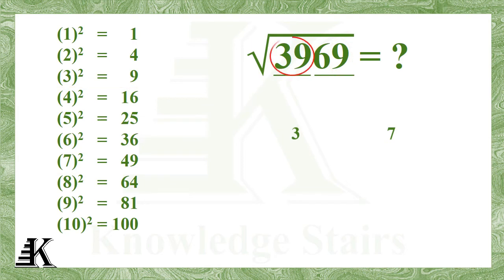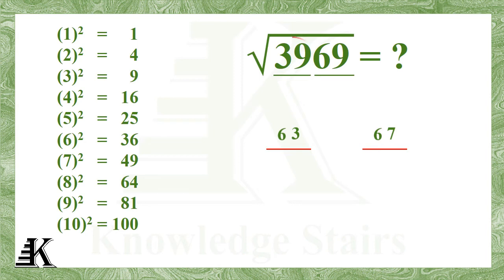Now we will see which number has a perfect square whose value is less than 39, that is 6, whose square is 36. So we will write 6 at the tens place. Now we have two numbers, one is 63 and the other is 67. So to know the answer we will take one more step.